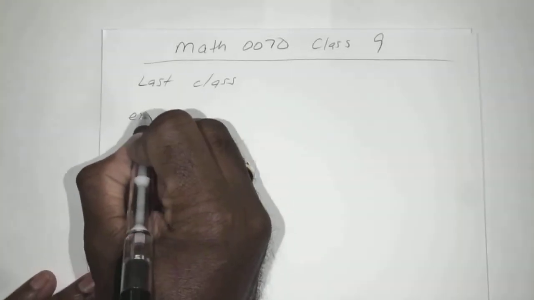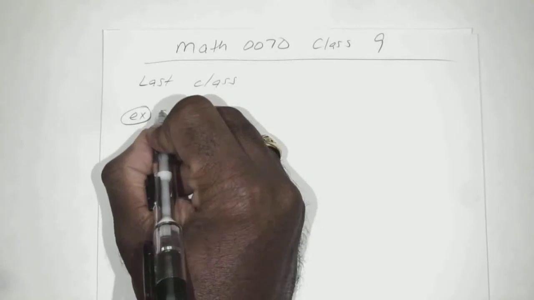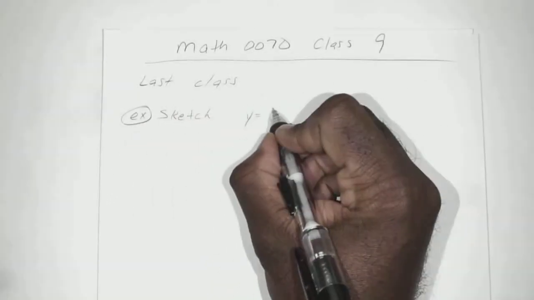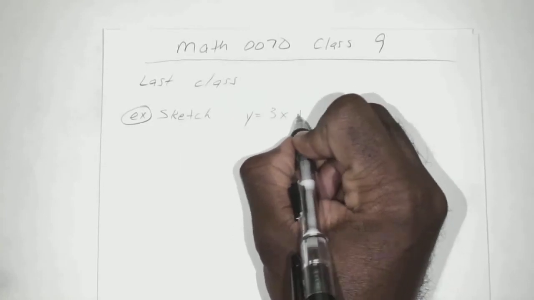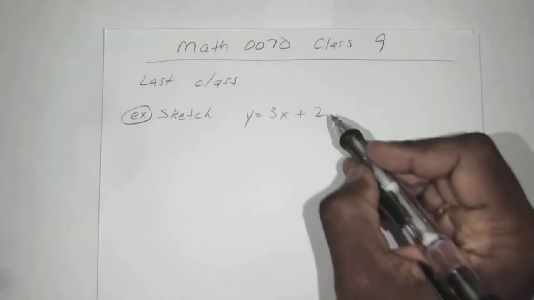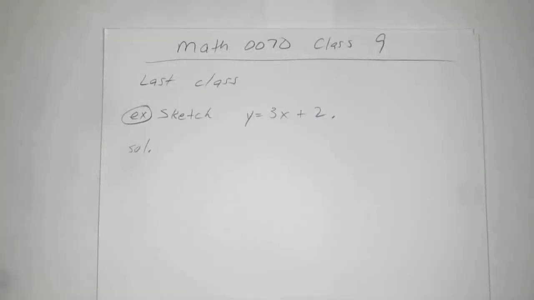Okay, so let's say we wanted to sketch y equals 3x plus 2. Okay, so the first thing you want to do is get 2 points.